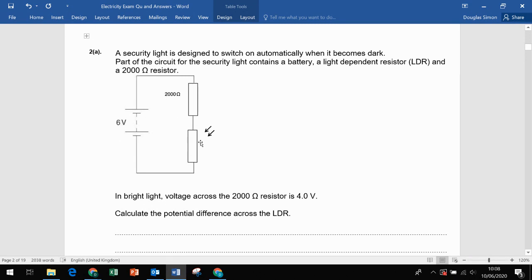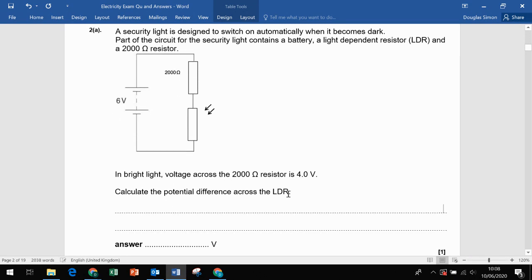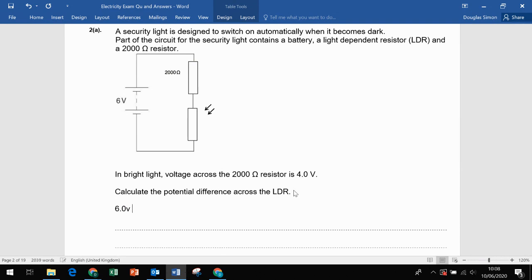If this is 4 volts, what must this be? Well, that should be super easy. 6 volts minus 4 volts equals 2 volts. So the answer is 2 volts.